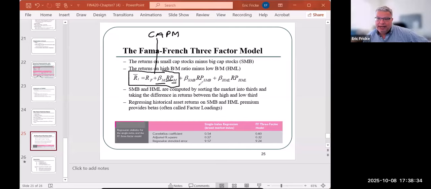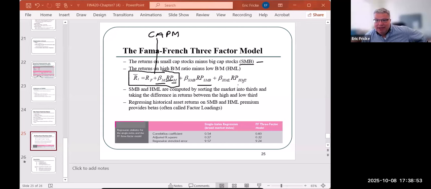And so one factor that seems to have helped is company size. And this is called SMB, which stands for small minus big. So the difference in returns between small stocks and big stocks. And we find that this helps predict stock returns for some stocks.